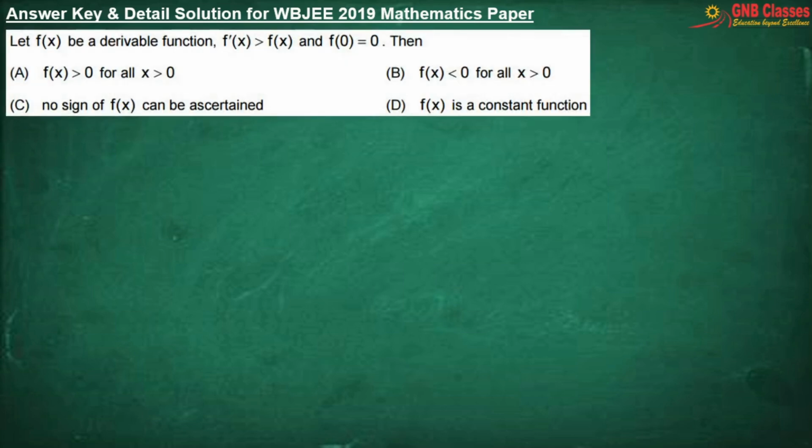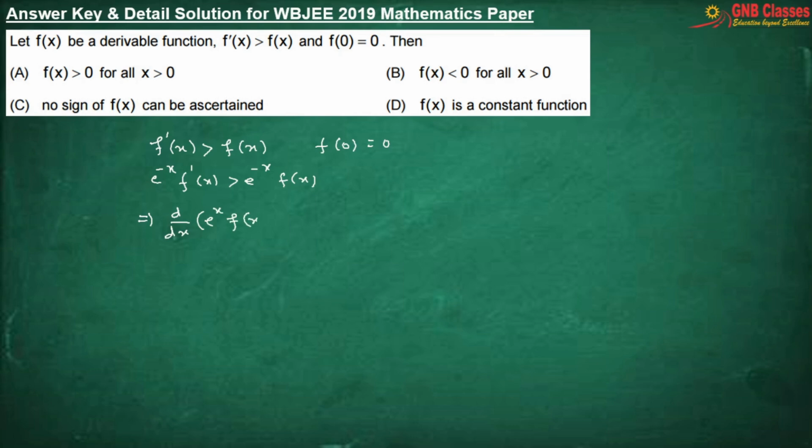In this question, they have given that f dash x is greater than f(x) and f(0) is 0, then which condition is true? Let me multiply e to the power minus x on both sides. We get e to the power minus x f dash x is greater than e to the power minus x f(x). So, this is basically d/dx of e to the power minus x f(x) is greater than 0.